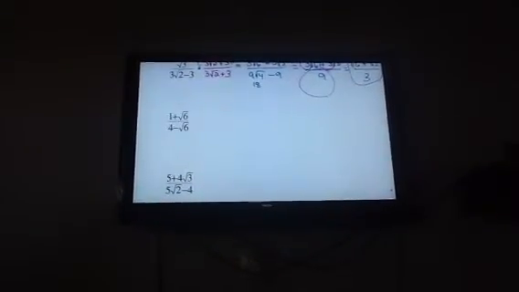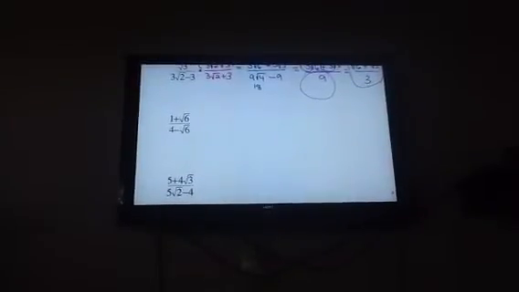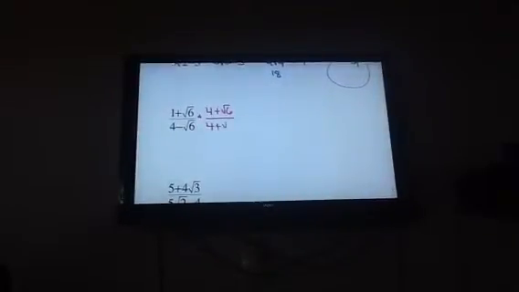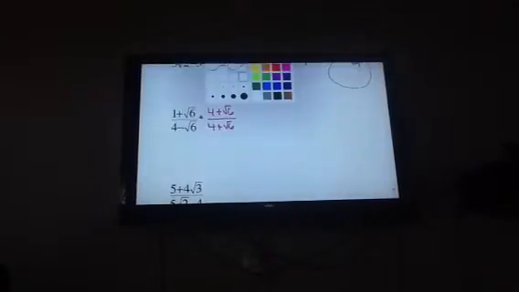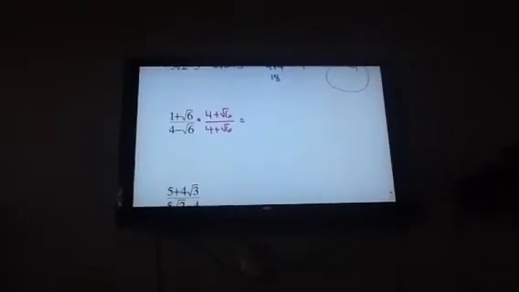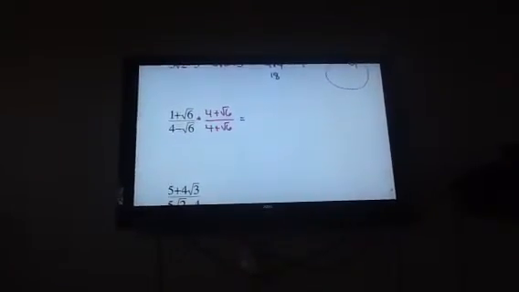Okay, in my next question, I'm going to have to rationalize. There's no simplifying to do on these questions before you just go right to the rationalizing. So I'm going to have it times 4 plus the square root of 6. In the denominator, same expression with the opposite sign. That's the conjugate. In my numerator, I do need to FOIL.